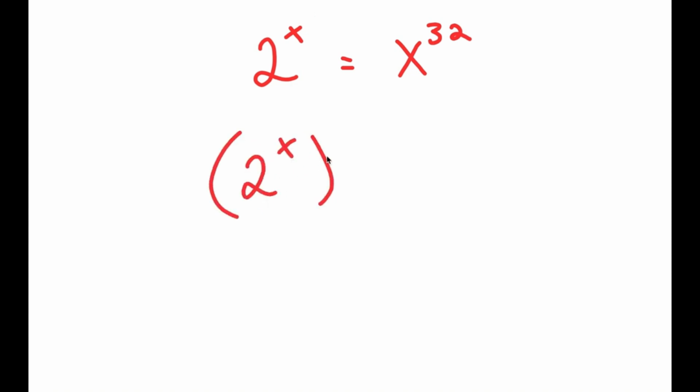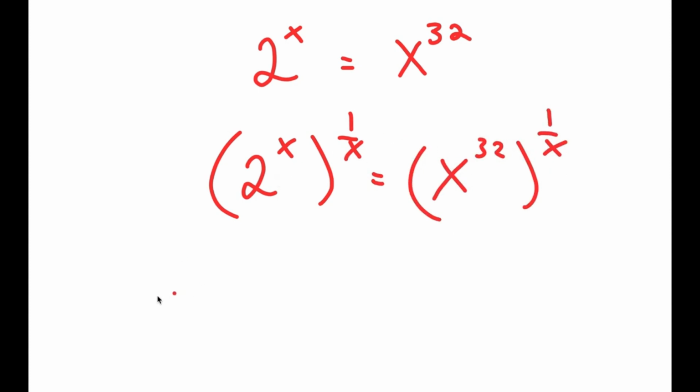Alright, so in this video, I'm going to solve the equation 2 to the power of x is equal to x to the power of 32. So to solve this, I'm going to first start by taking the power of 1 over x on both sides. So I get 2 to the power of x to the power of 1 over x is equal to x to the power of 32 to the power of 1 over x.